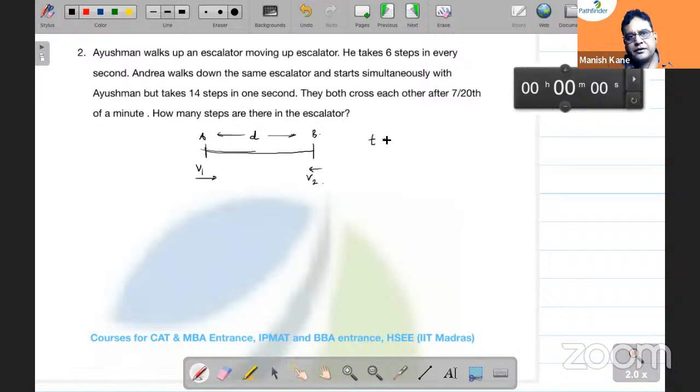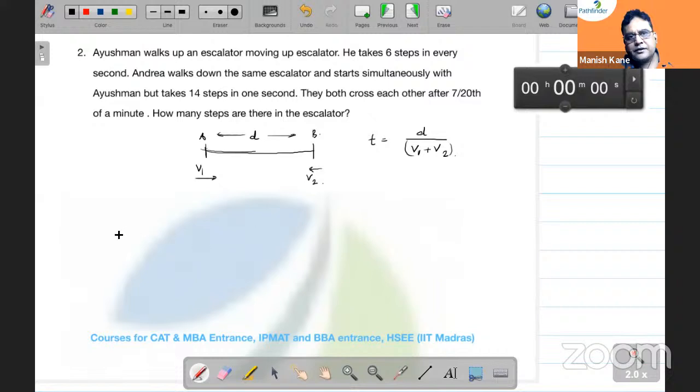Obviously, the time taken to meet will be distance upon the relative speed between them, V1 plus V2. And you should ensure that the distance and the speeds are in homogeneous units. So if distance is in kilometer, speed should be in kilometer per hour. And if distance is in meter, the speed also should be in meter per second. That's something which you need to keep in mind.